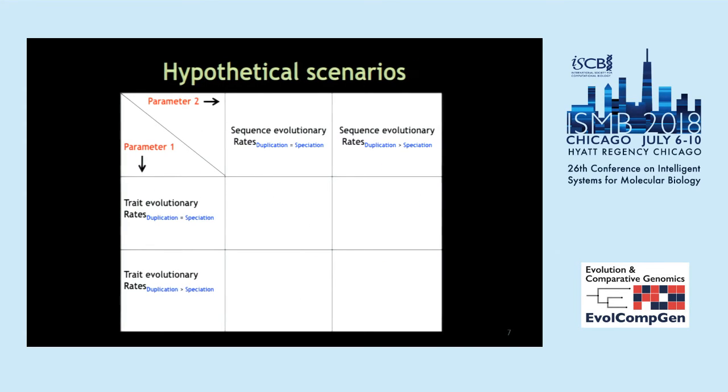To execute, we considered two parameters that may change after duplication, that is, sequence evolutionary rate and trait evolutionary rate. We considered several hypothetical scenarios, but due to lack of time, I will show the results of 3 hypothetical scenarios. The first one is the scenario where the sequence and trait do not change after duplication. That is the null model. For a good method, the null model should work.